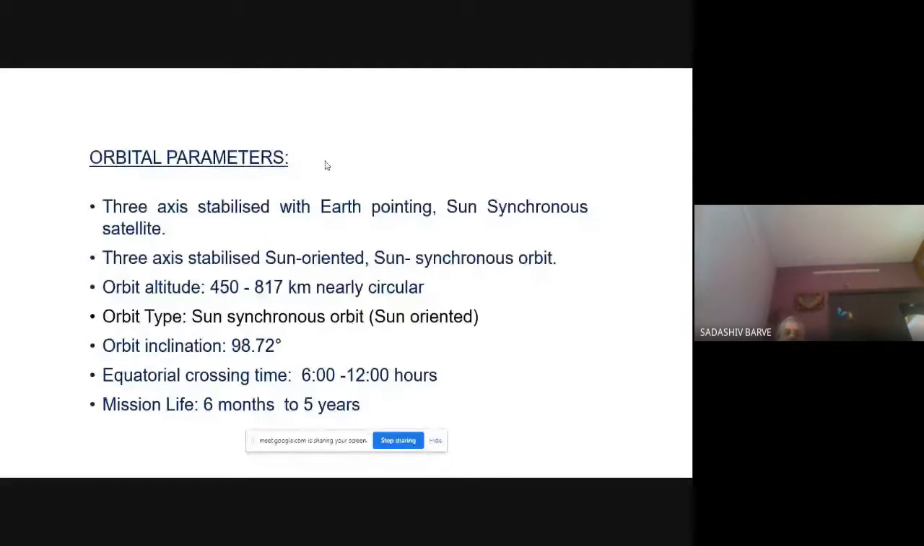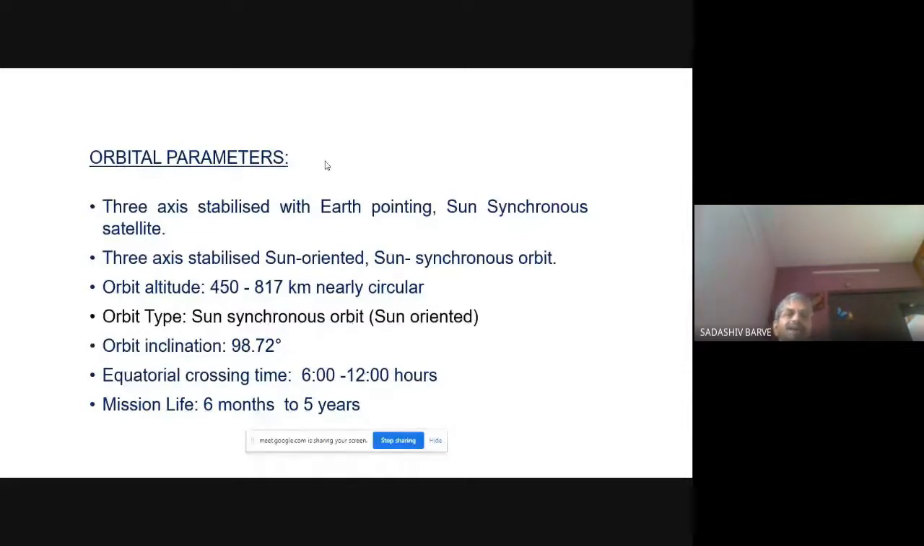One category we call is the 3-axis stabilized, Earth pointing, sun synchronous satellite. At the beginning of ISRO, most of the satellites used to be only Earth pointing satellites. So one surface is always pointing towards Earth, while the solar panel will be tracking the sun such that maximum power generation takes place.